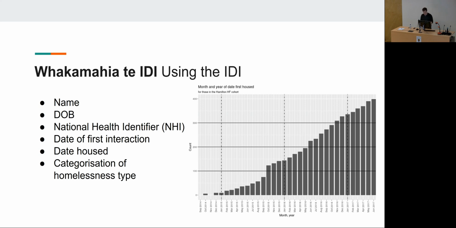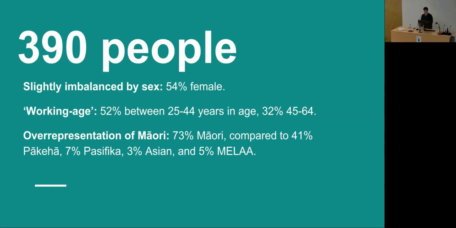And then we had some categorizations around homelessness that turned out to be pretty useless, actually, so I won't talk about them. So there we go. That's our scenario. It's a group of 390 people. Interestingly, against our preconceptions, the slight majority were female. Most people were working age. And of course, unfortunately, there's a vast overrepresentation amongst Maori. So that's the group.